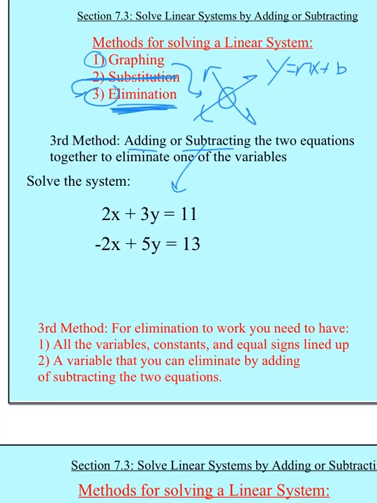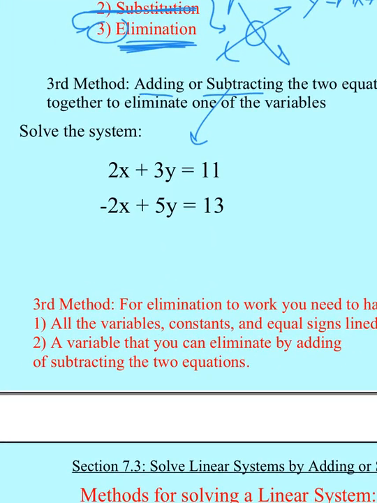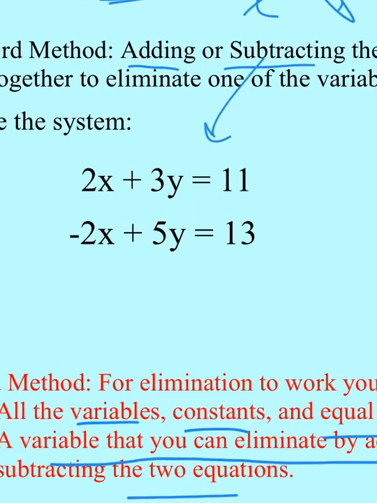And down here at the bottom it kind of says those two things. There's two conditions that need to be met. You have to have all the variables, constants, and equal signs lined up first of all, and we'll concentrate on that one more today. And you also have to be able to have in the system a variable you can eliminate by adding or subtracting the two equations together. Okay, so again, this week we'll work on these kind of basics to it. So take a look at the system we've got up here.